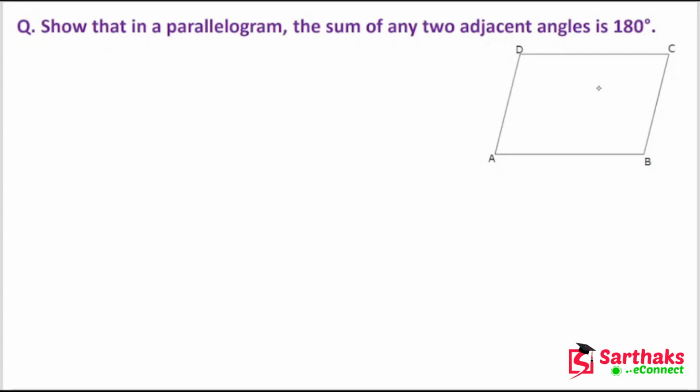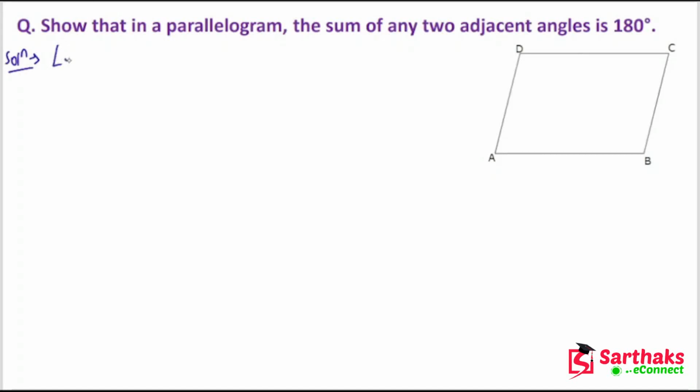So we have to show that the sum of any two adjacent angles is 180 degrees. That is, any two adjacent angles are supplementary. We have to show it. Again, it is very easy because it will directly follow from the property of parallel lines and a transversal. So let us show it.